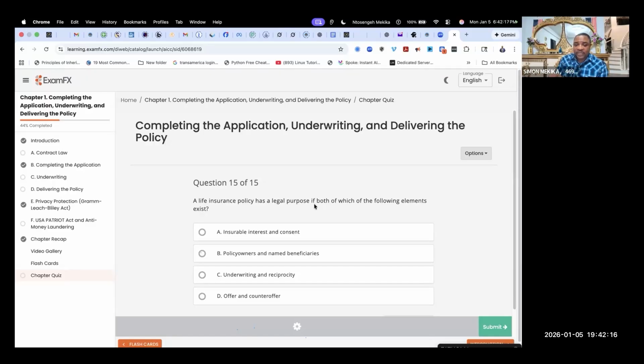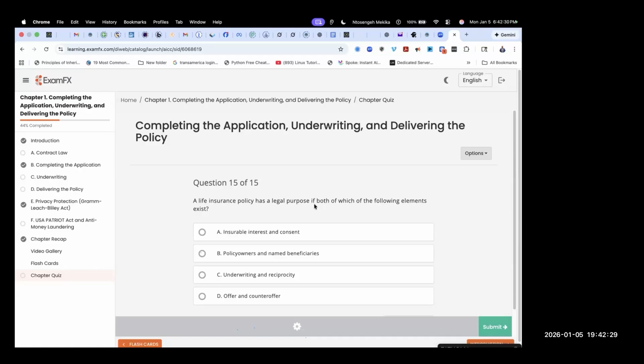That's what they mean here. I'm simplifying the question for you to understand. Is it insurable interest and consent? Is it policy owner and named beneficiary? Is it underwriting and reciprocity, or is it offer and counter offer?